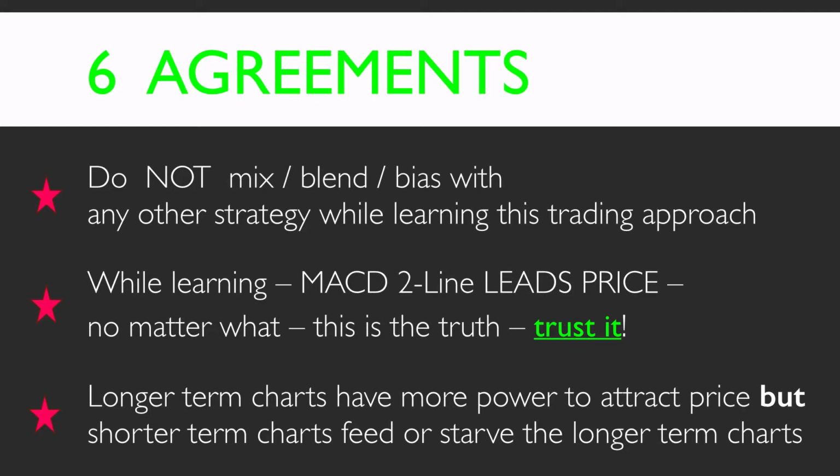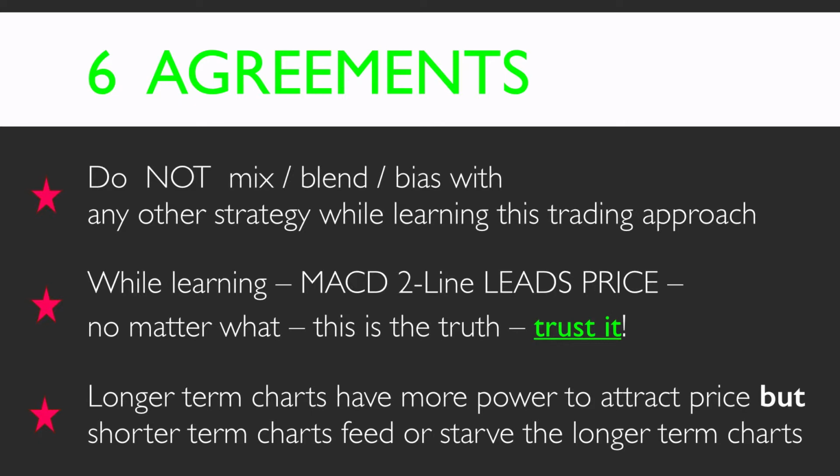Now, having said that, the shorter term charts feed or starve the longer term charts. So in other words, no matter how strong those monthly and weekly charts are, if all the lower time frames turn against them and don't feed them any longer, eventually the higher time frames will erode and weaken, correct? It's like a river changing direction. If the river hits a blockage and shifts its direction, whatever was being fed by the river before is no longer being fed by the river. So it'll starve out that area.